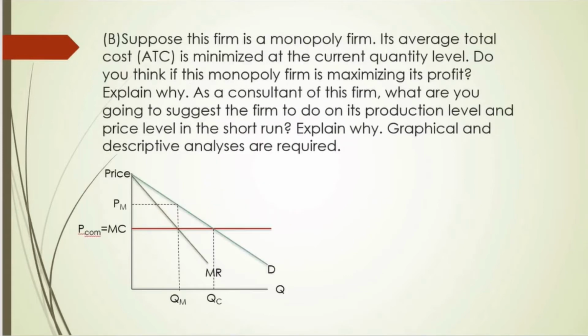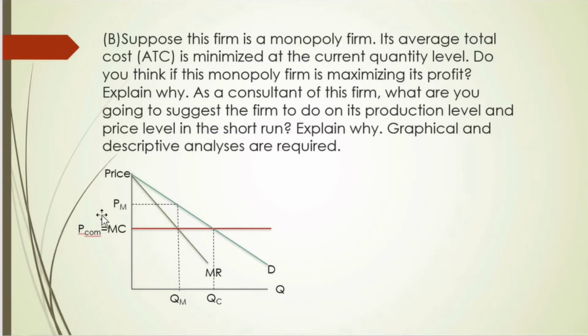For question B, suppose the firm is a monopoly firm, and its average total cost is minimized at the current quantity level. Do you think this monopoly firm is maximizing its profit? Explain why. The quantity produced now is at the profit-maximizing point in the competitive market, which means its marginal cost equals price and minimum average total cost.